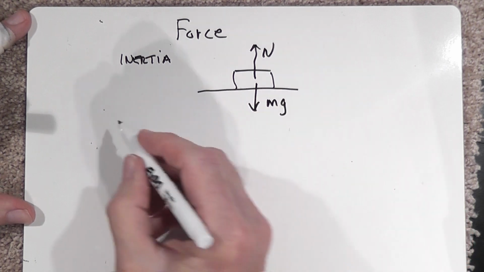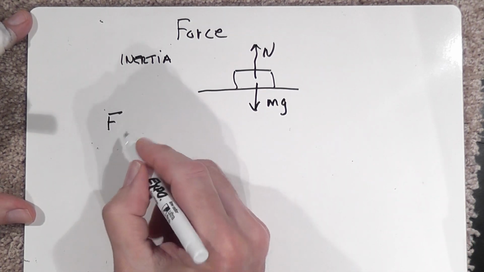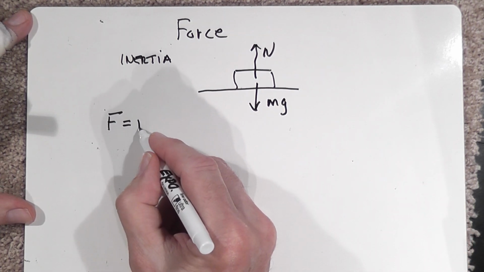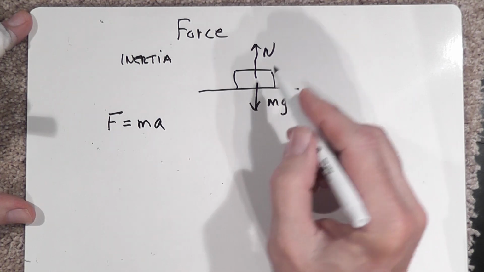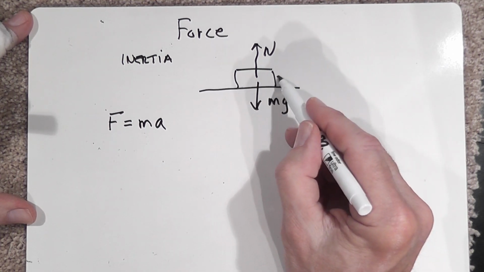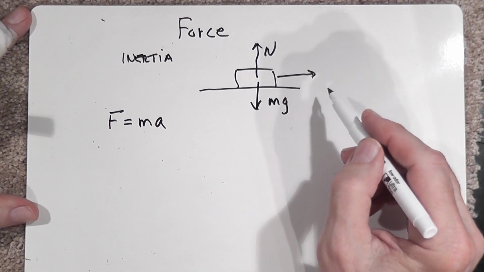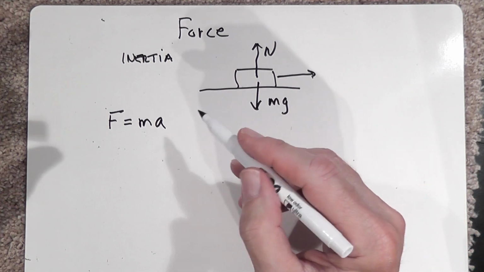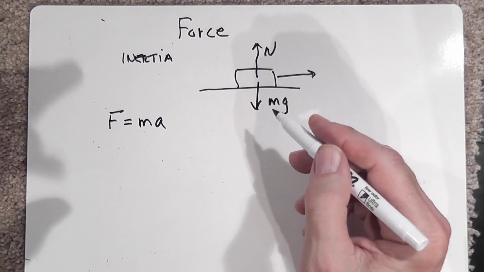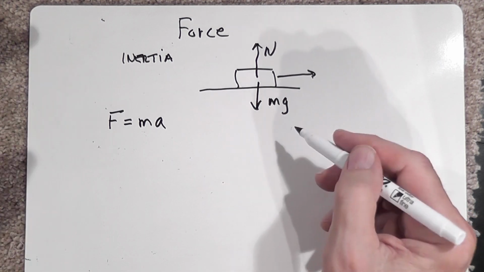Now the second law is that it's simple. All force is equal to mass times acceleration. So once we have an acceleration on this mass, now we are using the second law. The third law has to do with this: for every action, there's an opposite and equal reaction.